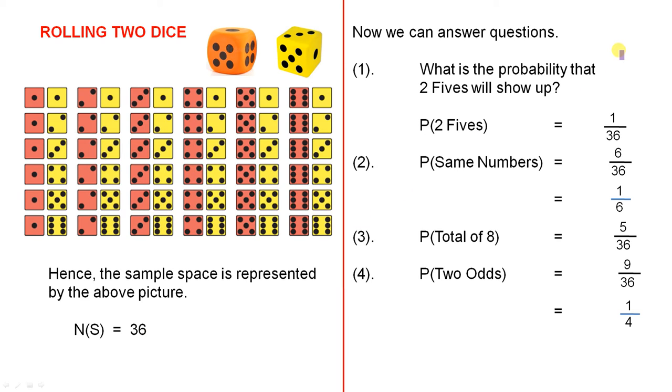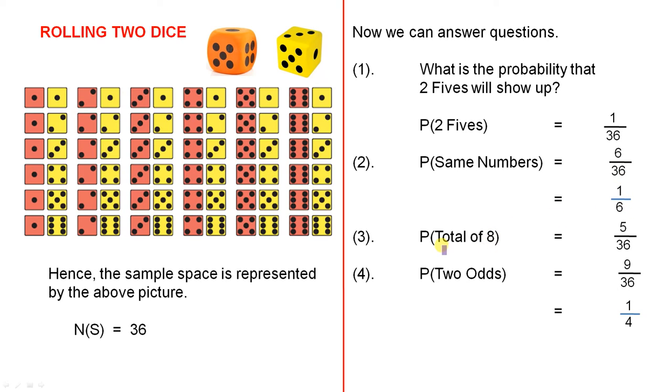Now we can answer questions. What is the probability that 2 5s will show up? The probability of 2 5s. Now the only way you're going to get 2 5s is here. 5, 5. So that's the only possibility, and that will be 1 chance in 36. The next question is the probability that you have the same numbers showing up. What that means is 1, 1, 2, 2, 3, 3, 4, 4, 5, 5, 6, 6. So there are 6 of those over 36. Cancel that down to 1 over 6.